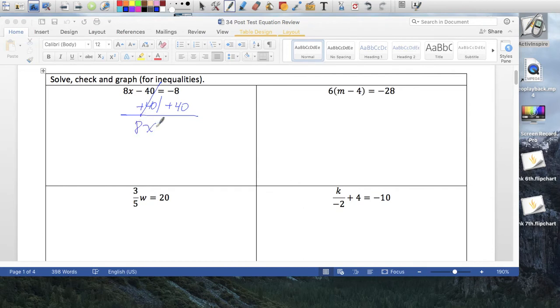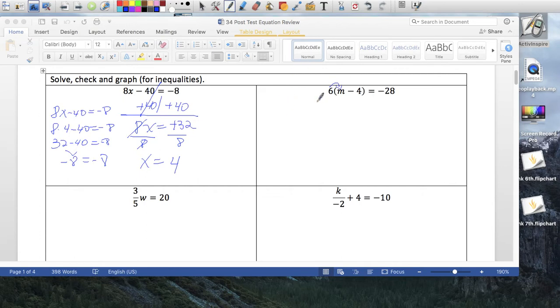So you get 8x equals plus 32, divided by 8, and 32 divided by 8 is 4. To check, we copy 8x minus 40 equals negative 8. 8 times 4 minus 40 equals negative 8. 8 times 4 is 32, minus 40 equals negative 8. And this is negative 8, which equals negative 8 on that side. So I know my answer is correct.